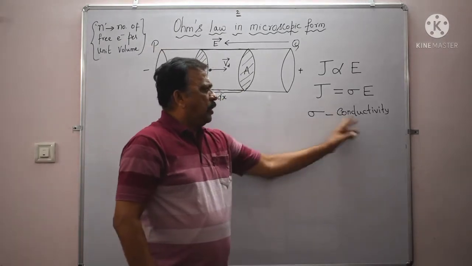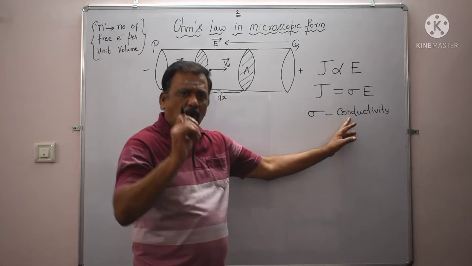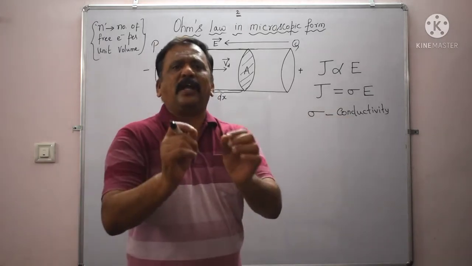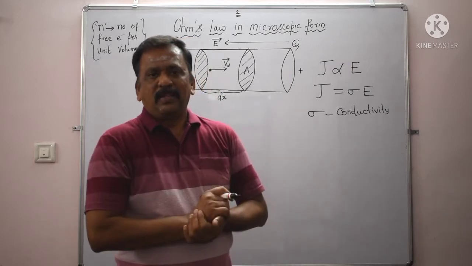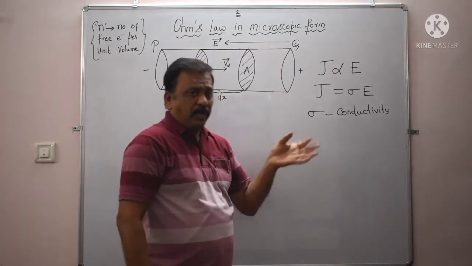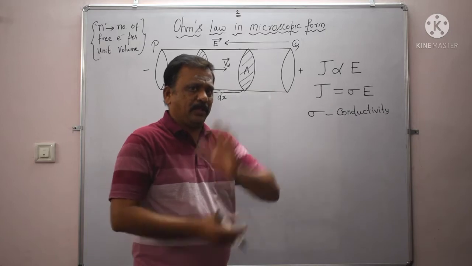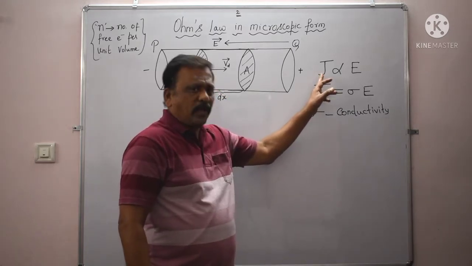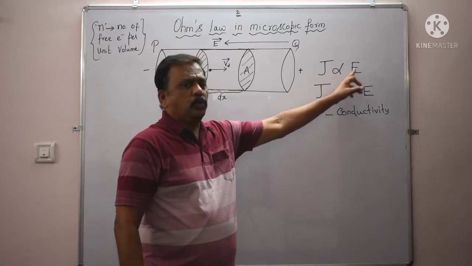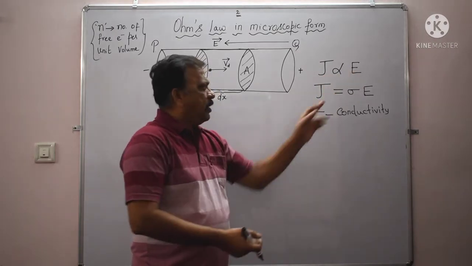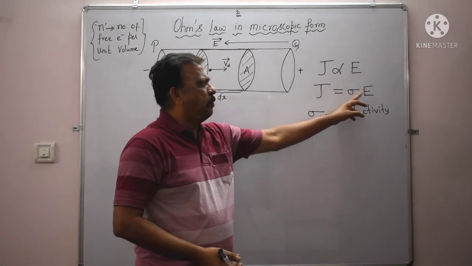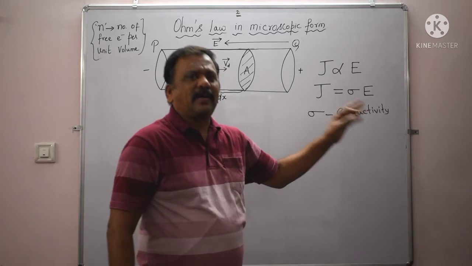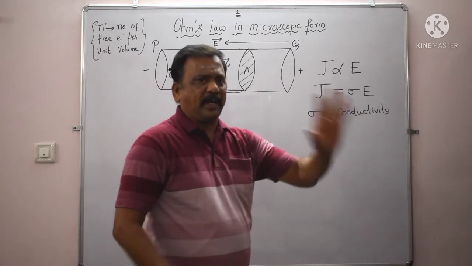Now, the term sigma will be a constant if and only if the temperature of the conductor remains constant. That's why in the statement we use the term constant temperature. So at a constant temperature, current density J is directly proportional to the applied electric field, that is J equals sigma E. Sigma is the constant of proportionality called conductivity of the material of the conductor.